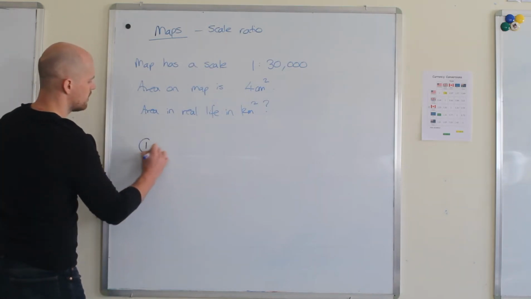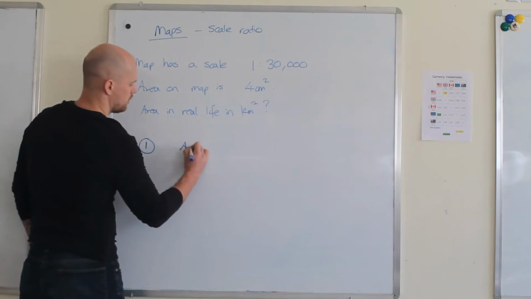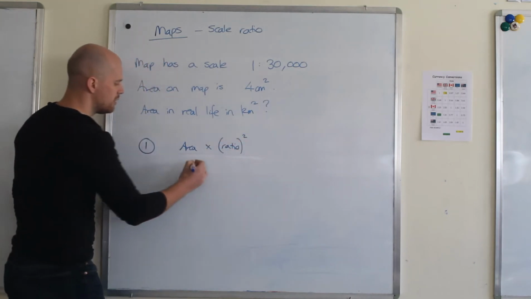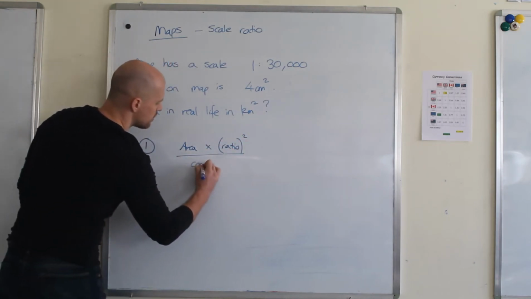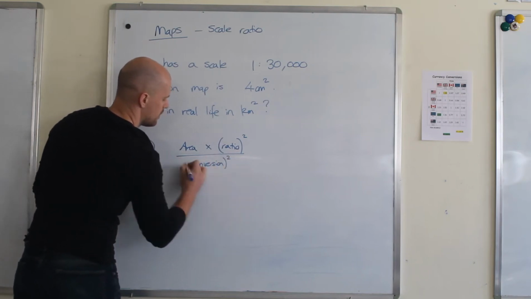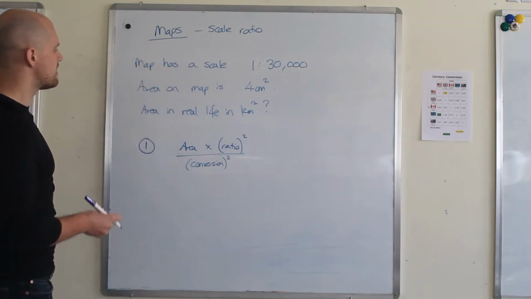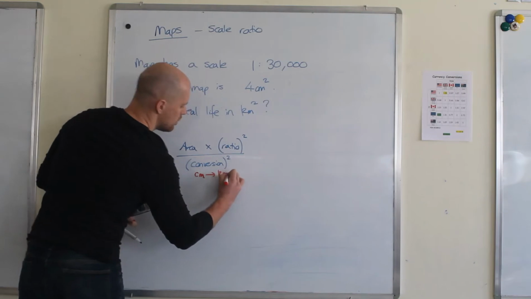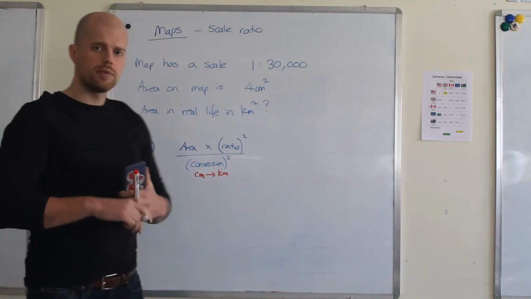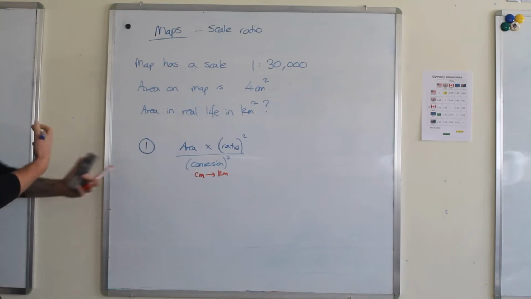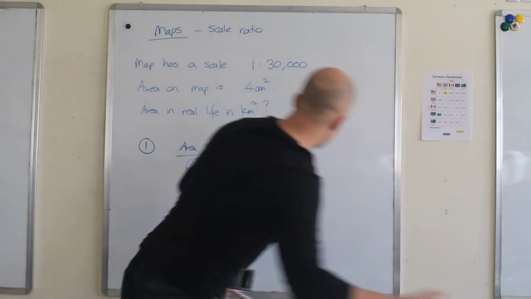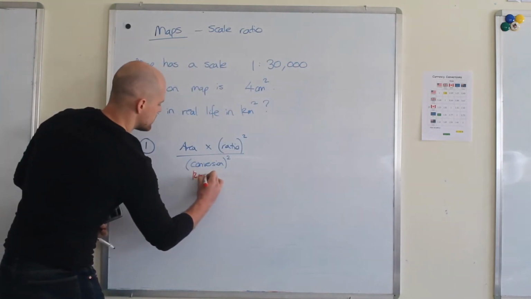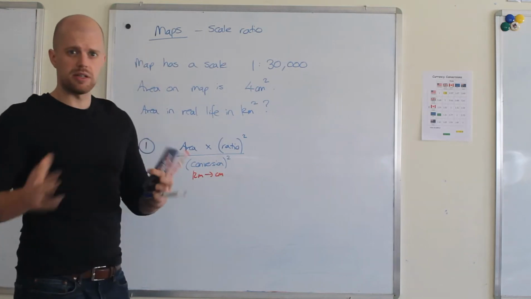The first way is you take your area and you times it by the ratio squared, and then you divide it by the conversion squared. Now, the ratio in our case is 30,000, and the conversion I'm looking for is I want to go from centimetres to kilometres. Actually, technically it's the other way around because I'm dividing, but it gives you the same thing. So we're actually going from kilometres to centimetres technically because we're dividing, but don't worry too much about that.